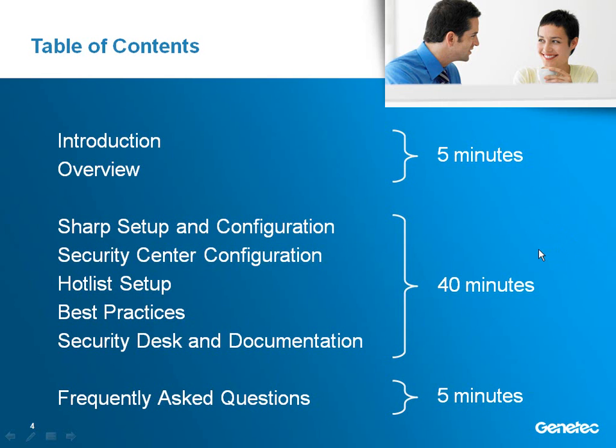Now, after the overview, we'll be taking about 40 minutes to cover the Sharp setup and configuration, the Security Center configuration, setting up our hot lists, some best practices for both the Sharp and Security Center system, and finally a brief section on the security desk and available documentation. At the end of the webinar, we'll have a section on frequently asked questions, which should take about 5 minutes. We're going to leave the webinar open for about another 10 minutes after that for any questions you may have.